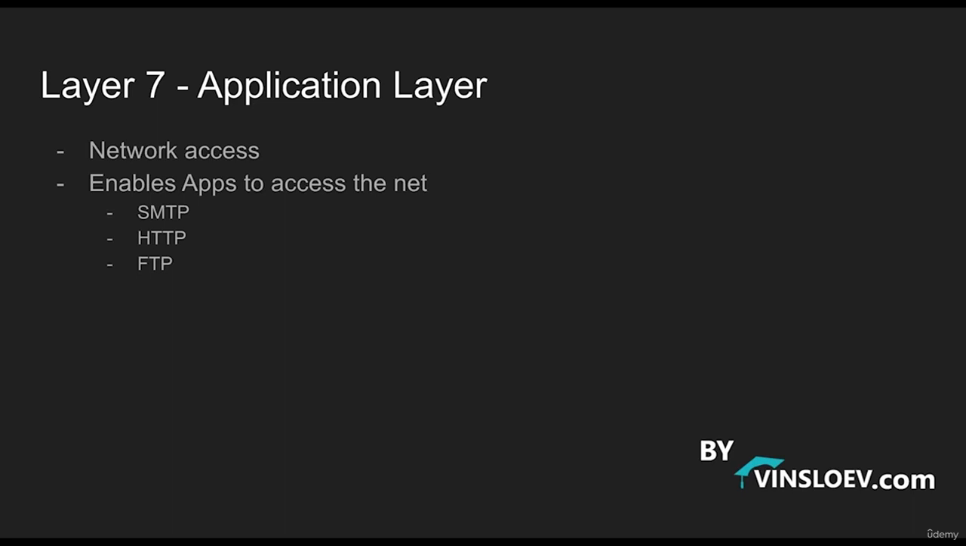So this was a quick overlook of the 7 layers in the OSI model. In the next lectures we will dig deeper into each of them along the way to understand this complex area of networking. So see you in the next lecture.